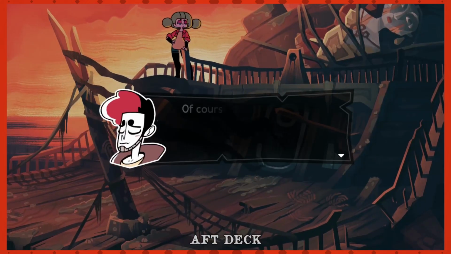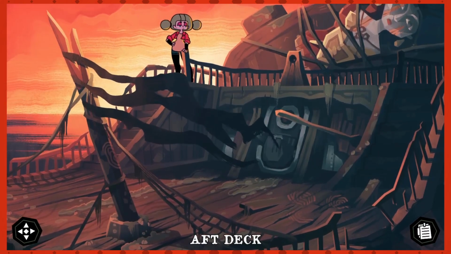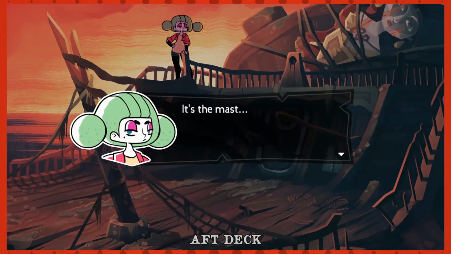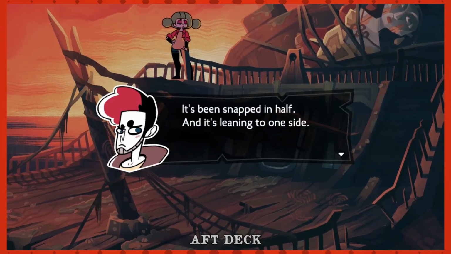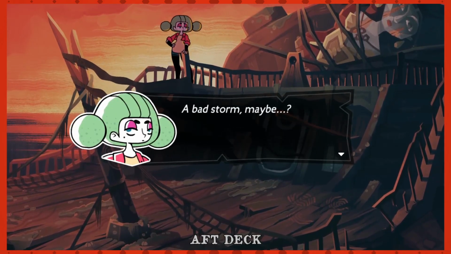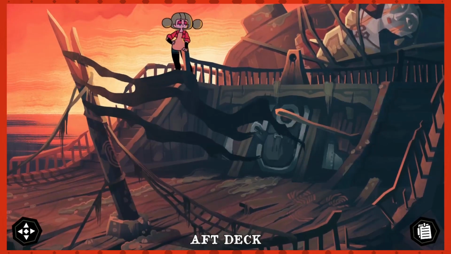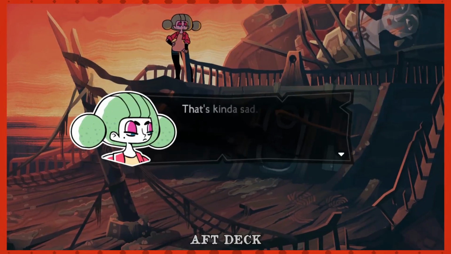It's the aft deck. It doesn't look... We've already talked about this. It's the mast. It's been snapped in half, and it's leaning to one side. A bad storm, maybe? Is this all that's kind of sad?